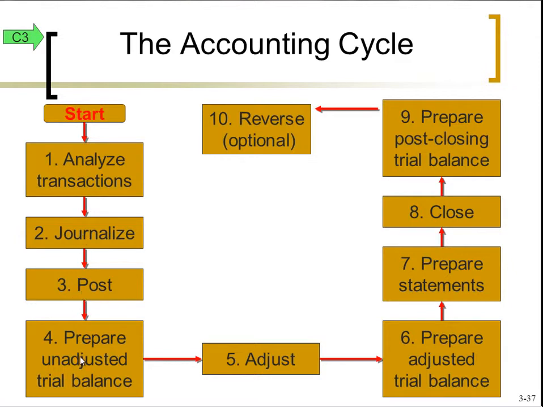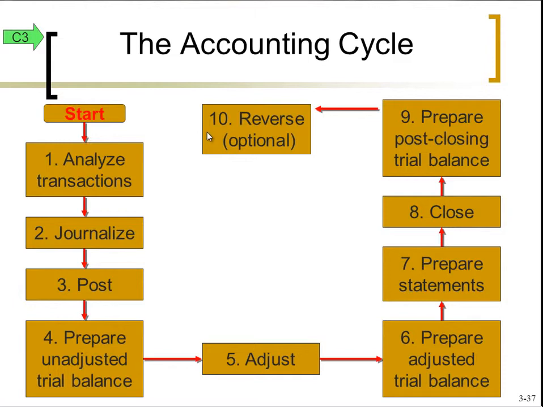We prepare the unadjusted trial balance. Then from that, we use our adjusting entries to give us an adjusted trial balance. From that, we prepare our financial statements, and then we go ahead and close out everything to start the next year fresh. Just to double check, we prepare a post-closing trial balance, and that's usually the last step.